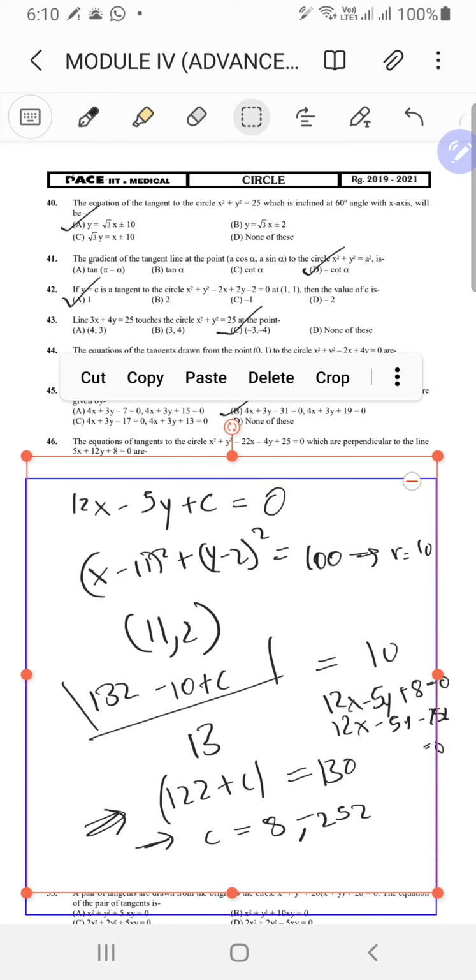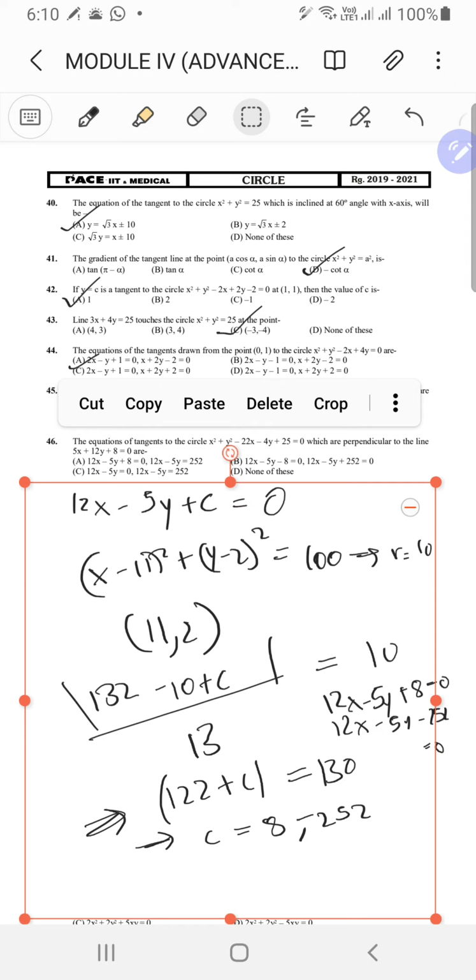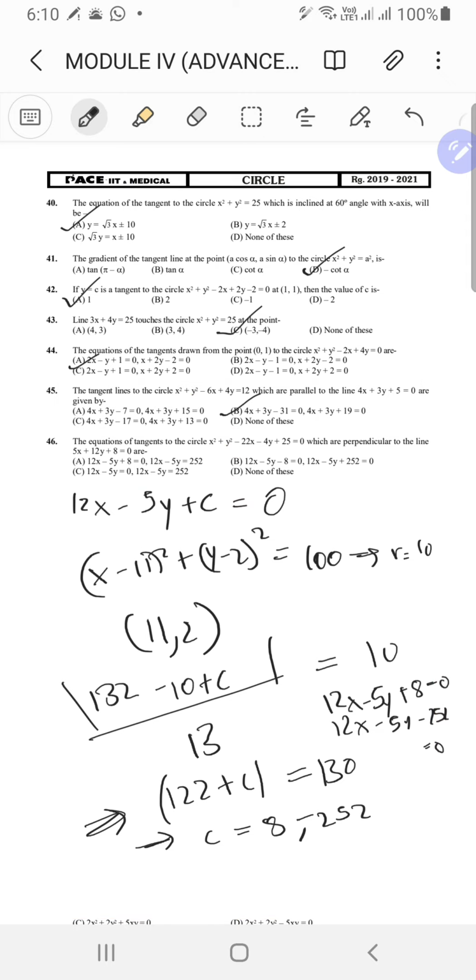Okay, let's see if these are in the options. 12x minus 5y plus 252. Well, no, it has to be minus 252. 12x minus 5y equal to 252. Yes, this thing is not correct though. Plus 8 equal to 0. Yeah, so A is correct. Let's move on.